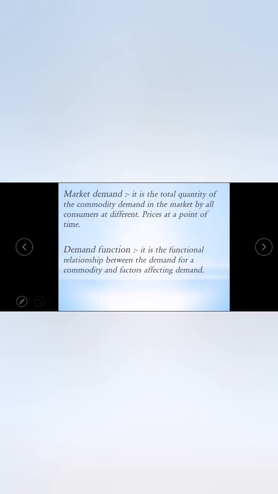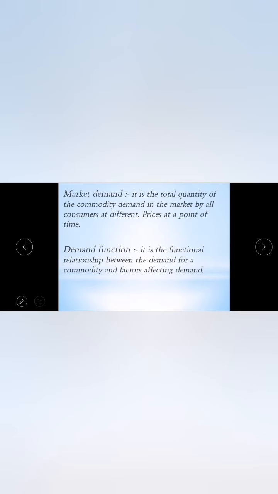Next is demand function. It is the functional relationship between the demand for a commodity and the factors affecting the demand. What is the demand function? We'll see the relationship between the demand for a commodity and the factors affecting the demand. We'll see how much demand there is in the market, and we'll see the factors affecting the demand.